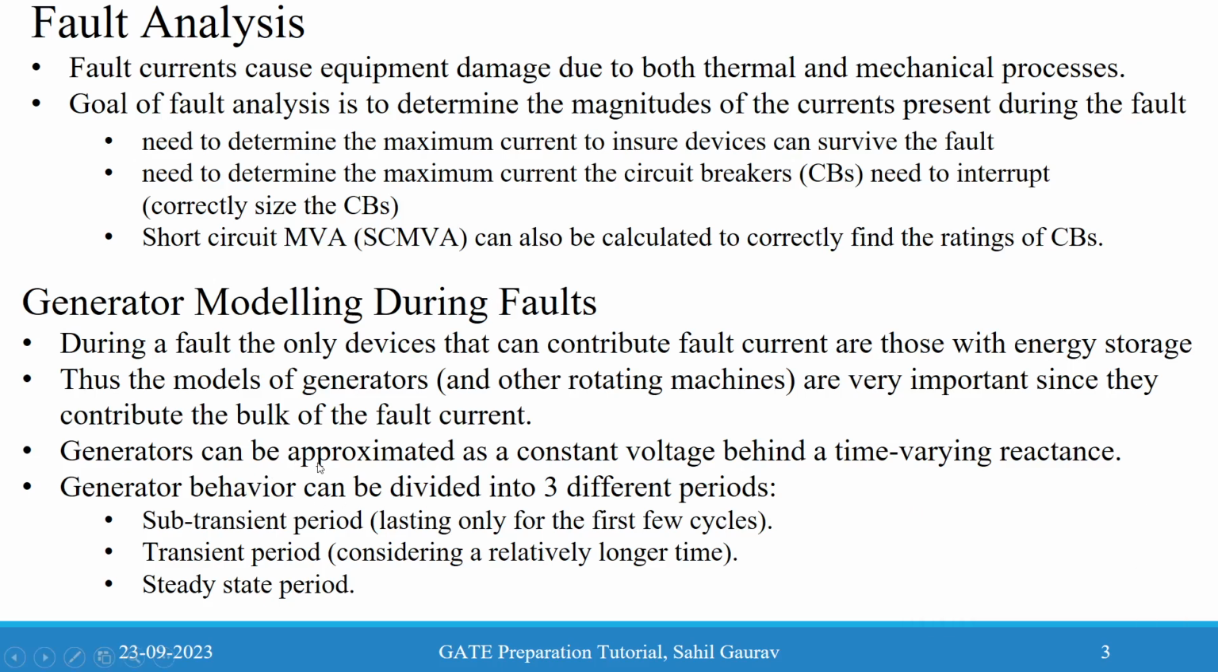So the generators can be approximated as a constant voltage behind a time varying reactance, and this generator behavior can be divided into three different periods: sub-transient period, transient period, and a steady state period. The sub-transient period lasts just a few cycles, and then the transient period comes, which is a relatively longer time than the sub-transient period, and at the last a steady state period. So this is approximated as a constant voltage having a time varying reactance. We will see what the reactances are during the different periods.